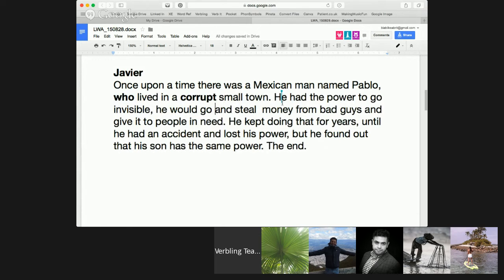He had the power to go invisible. He would go and steal money from bad guys and give it to people in need. It's like Pablo Hood instead of Robin Hood, right? He kept doing that for years until he had an accident and lost his power. Perfect English. But he found out that his son had the same power, because we're talking about the stories in the past. Even though his son may have the power now, it's still the past because the story's in the past, okay? So we need to use had. Okay. Very good. Three tiny, tiny corrections. Awesome. Well done, Javier.